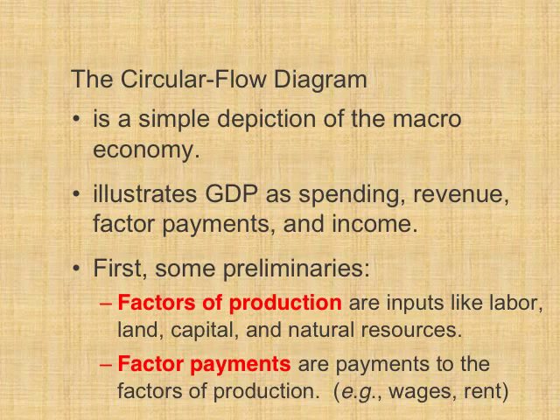This equality of income and expenditure is depicted with the circular flow model. The diagram describes all the transactions between buyers and sellers. Before we go into details of the circular flow diagram, we need to familiarize ourselves with basic concepts. Factors of production are inputs like labor, land, capital, and natural resources. Factor payments are payments to the factors of production like wages, rent, profit, income, and so on.